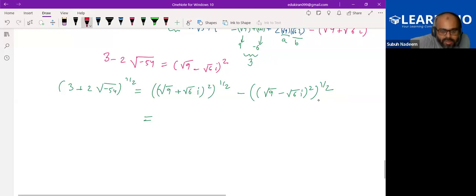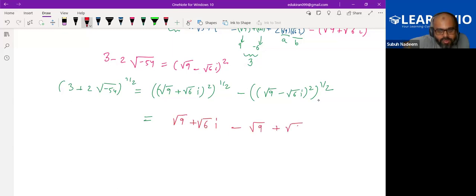Root 6 plus minus both is possible there actually, because plus square is also positive, minus square is also positive. So in that case, you can take plus minus both. Let us now take only plus. So root 9 plus root 6 iota, and here root 9 plus root 6 iota. So it will become 2 root 6 iota.